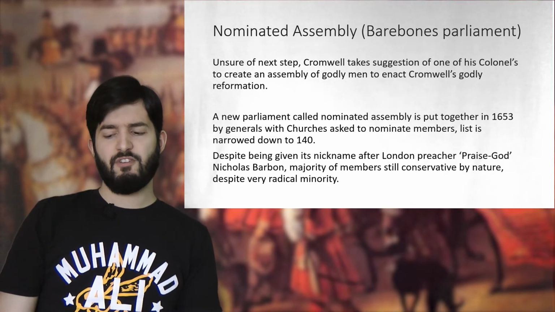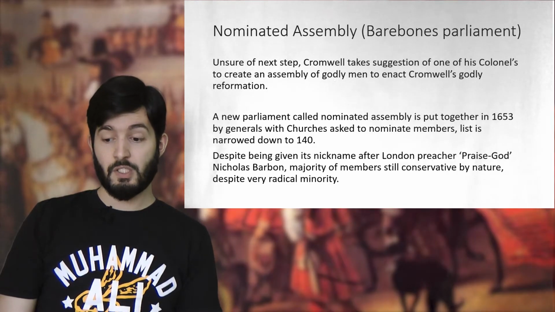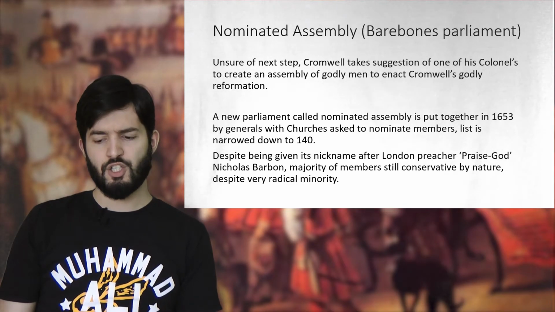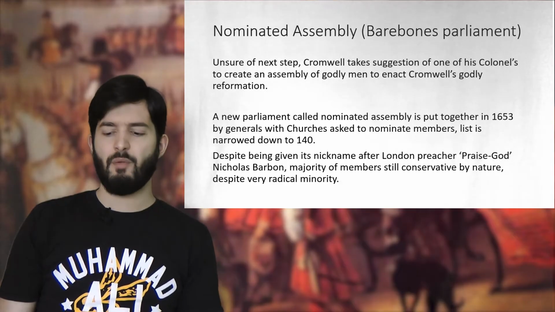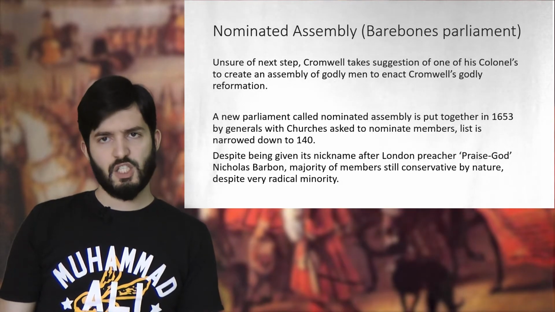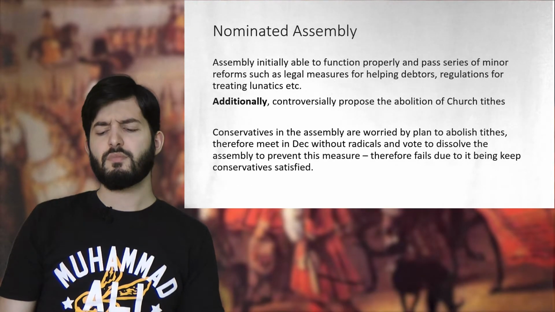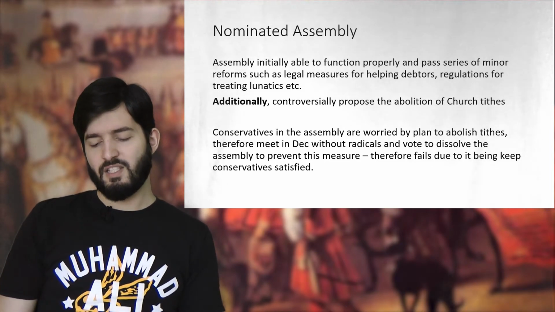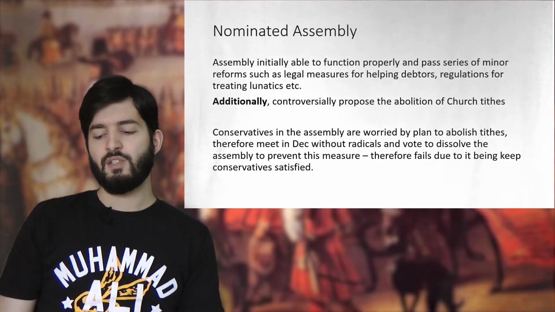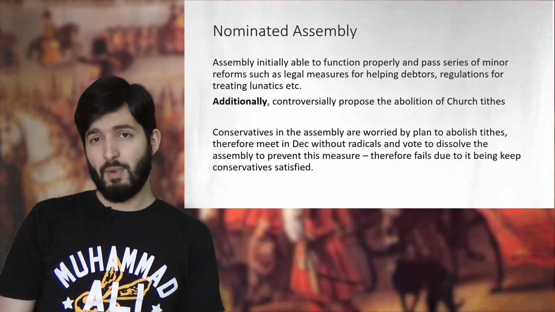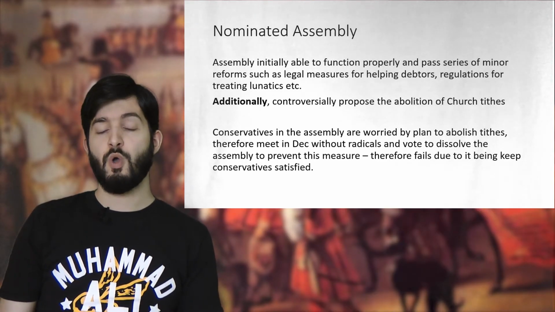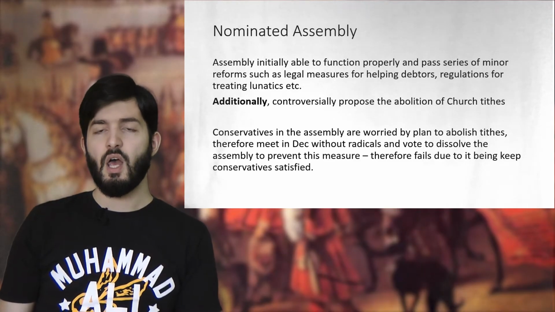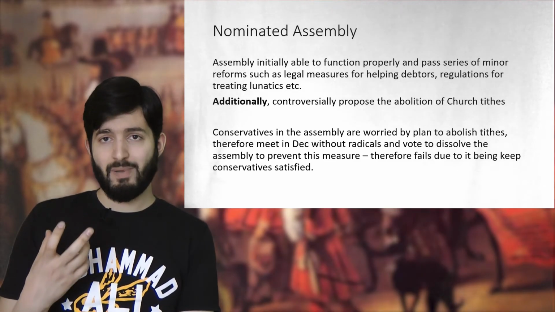So initially they're able to function quite properly and pass a series of minor reforms and legal measures, things like helping debtors, regulations for treating lunatics, etc. However, what really puts an end to the Bare Bones Parliament is when the more radical members of the Assembly try to push through a measure to abolish church tithes. In other words, a tax that is paid to churches.